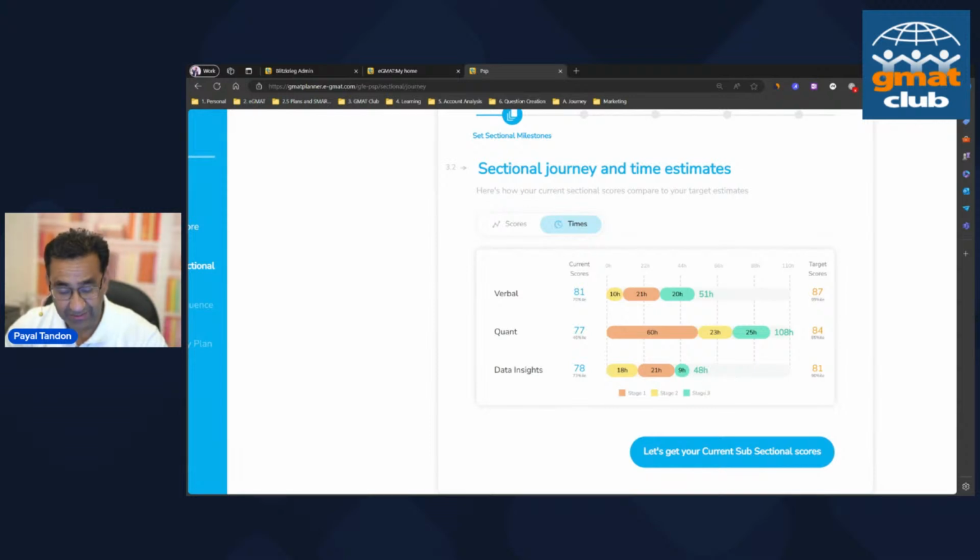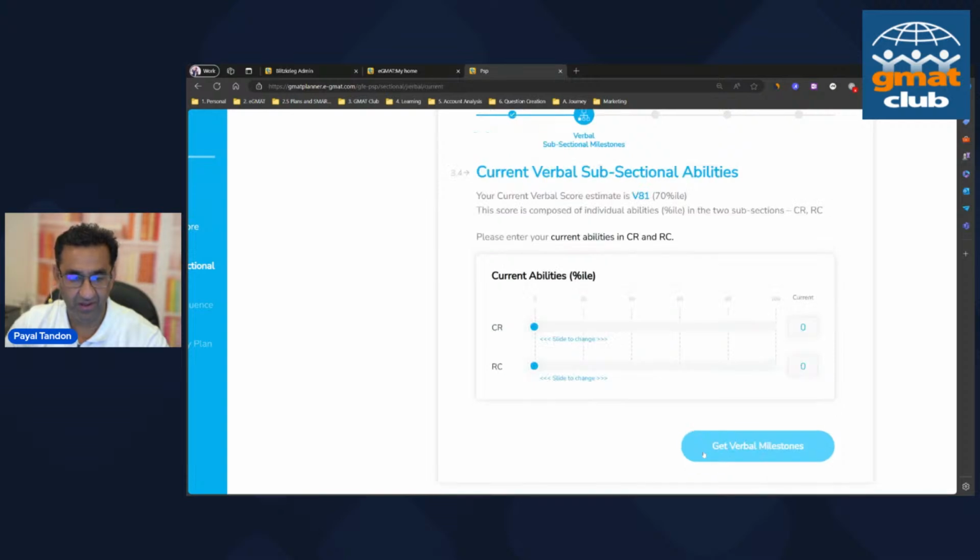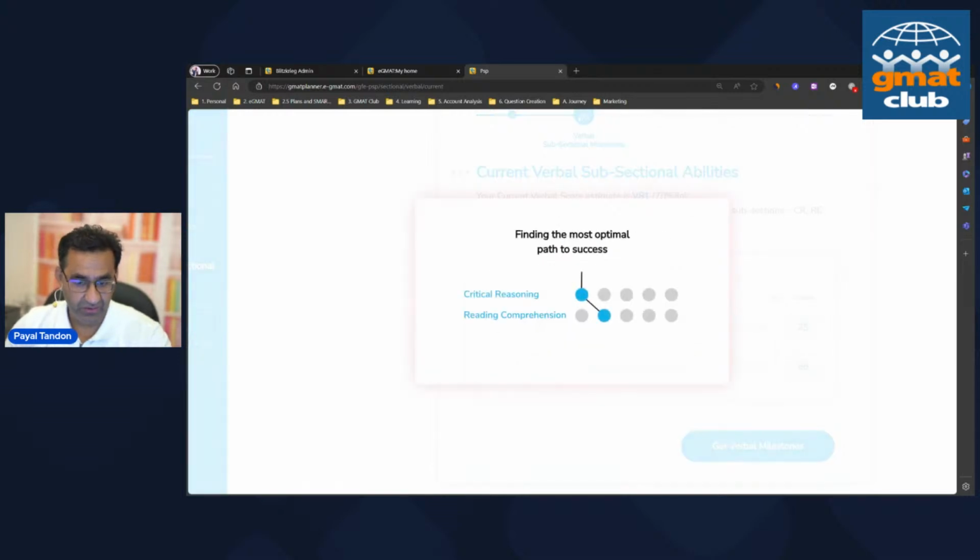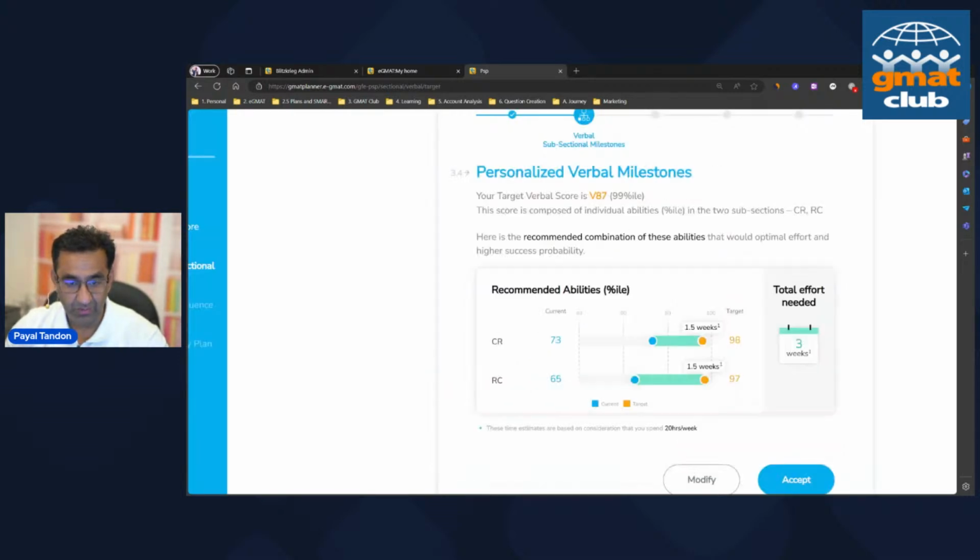Now, these are initial time estimates. As you provide more data, these time estimates get more and more precise. So we'll start with verbal. So let's say you're someone who's stronger in CR and not as strong in RC. Remember, your overall verbal percentile is 70th percentile.